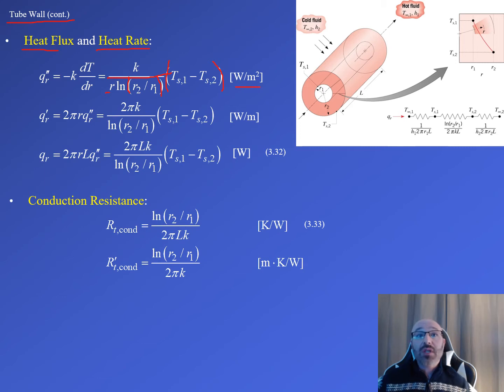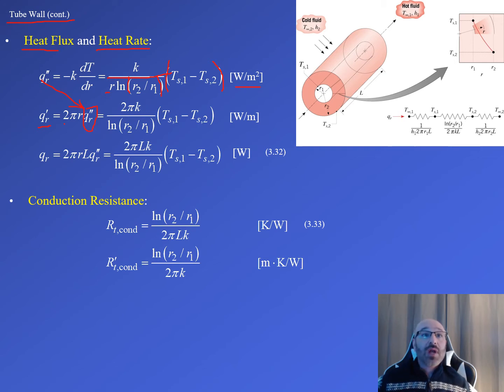Now, if we're talking about the heat rate per unit length, now we can see we have our q_r prime. This is equal to 2 pi r times q_r double prime, or our heat flux. So basically, we're taking our heat flux equation from the top here and multiplying by 2 pi r.